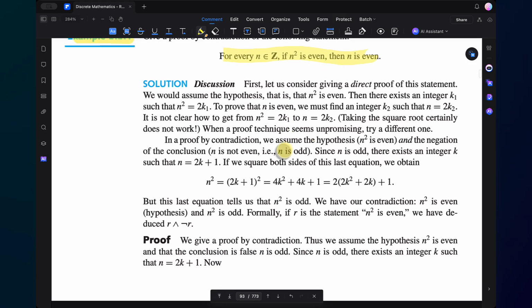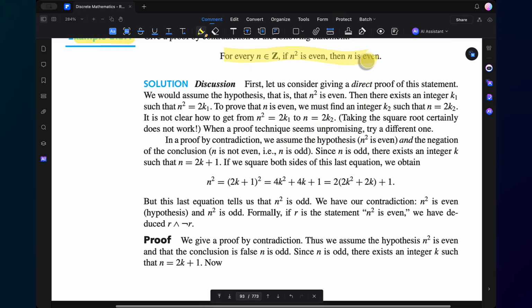So what do we do? Well, you just use it. If n is odd, that means that n is 2k plus 1 for some k. Well, then let's calculate n squared. N squared is that number squared, but we know how to multiply that. So we get this, which is that.